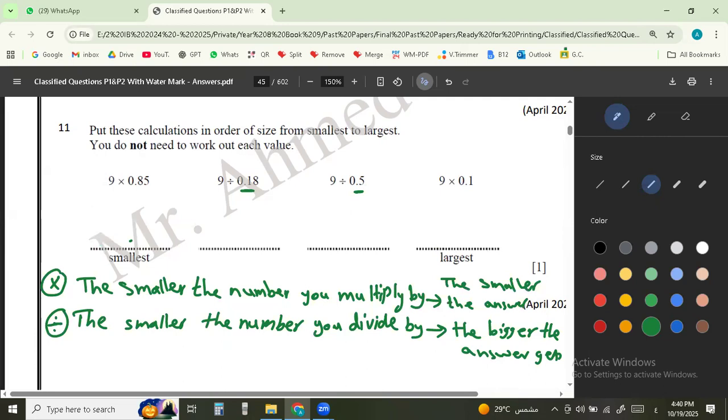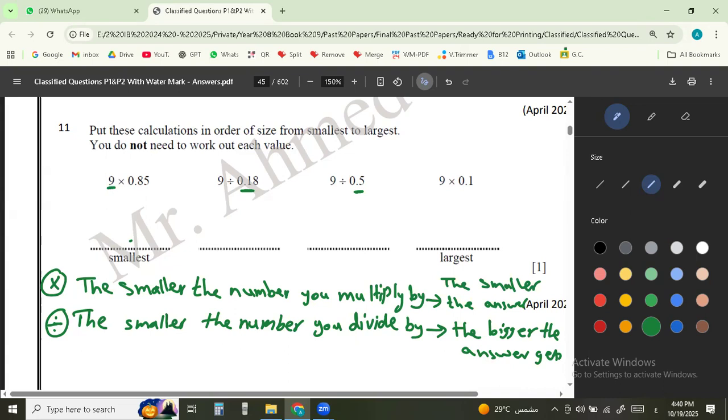All right, in question 11 here, they are asking you to put these calculations in order of size from smallest to largest. We have 9, 9, 9, 9 in all of them, but all of them are multiplied and divided by numbers smaller than 1. We agreed before that if you are multiplying, usually the answer gets bigger. But if you're multiplying by a number smaller than 1, the answer gets smaller. So in multiplication, the smaller the number you multiply by, the smaller the answer will be.